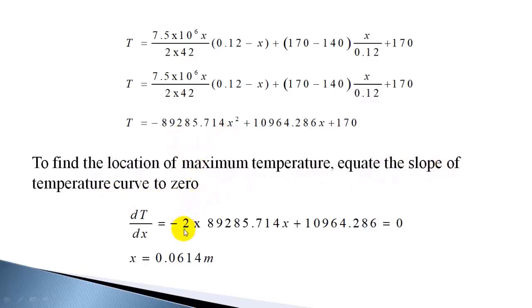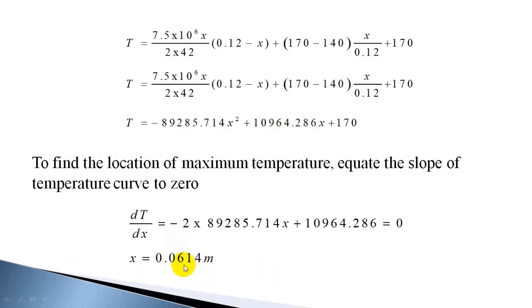Differentiate this, that will give dT by dx. So when you differentiate x square, you get 2x. So 2 into this constant into x, plus when you differentiate with respect to x, you will get 10,964.286, is equal to 0. So solving this, you get x is equal to 0.0614 meter. So from the left end, 0.0614 meter away, you will get the peak point for the temperature. So temperature will be maximum at this location.